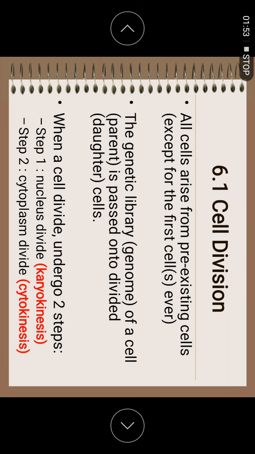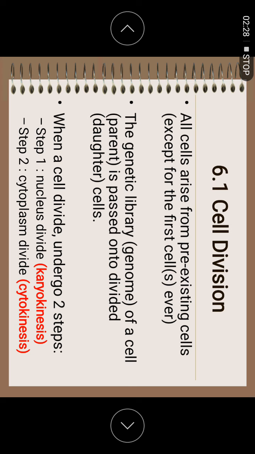When a cell divides, it undergoes two steps. In order to divide, one parent cell becomes two daughter cells, and you have to undergo two steps. The first step is that it has to divide the nucleus. The term we use is karyokinesis. Karyo means nucleus, so the nucleus divides. Then after the nucleus divides, the cytoplasm divides, which is the cytokinesis.